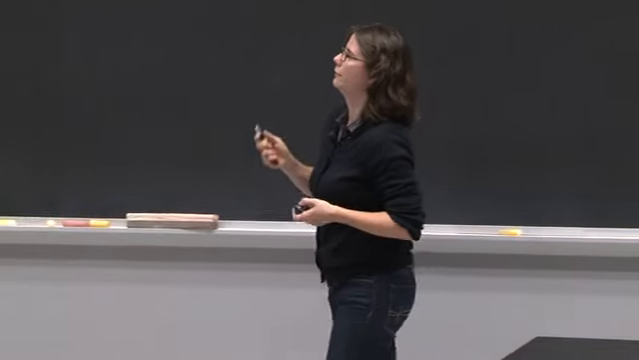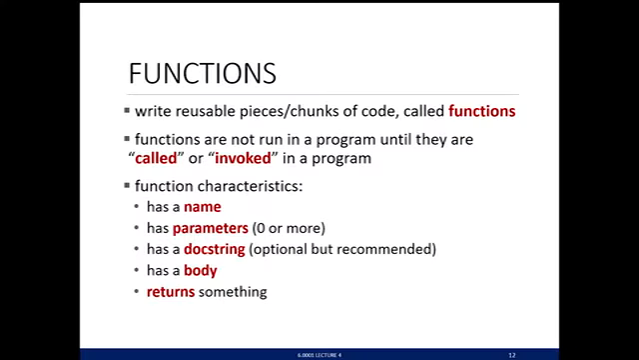So these are some of the function characteristics, and we'll see an example on the next slide. A function is going to have a name, right? You have to call it something. It's going to have some parameters. These are the inputs to the function. You can have 0 inputs or as many as you'd like.